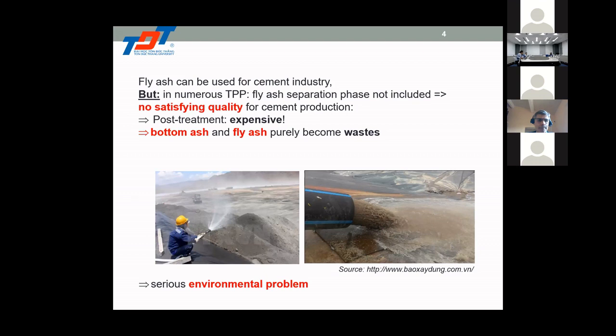In many cases, fly ash can be used for the cement industry, but in numerous thermal power plants, the fly ash separation phase is not included. So the fly ash generated does not have satisfying quality for cement production, and the post-treatment is expensive. So the bottom ash and fly ash poorly become waste, which gives a serious environmental problem.